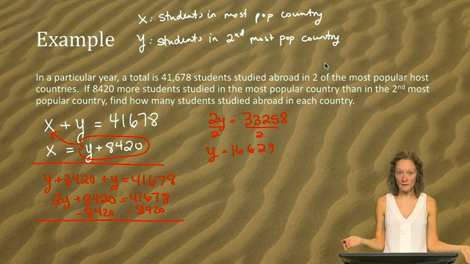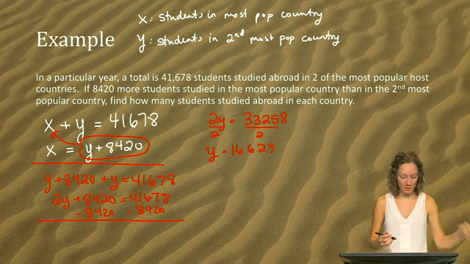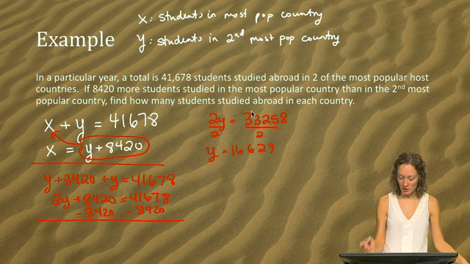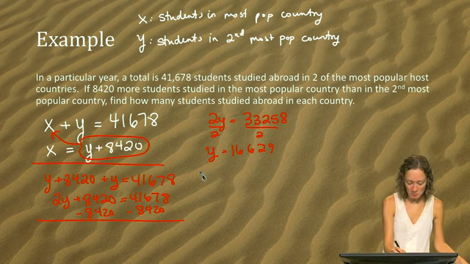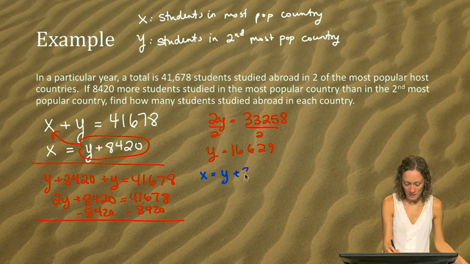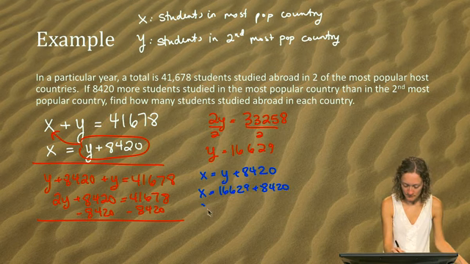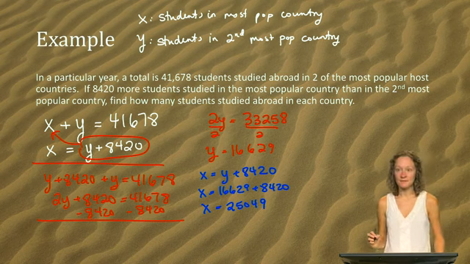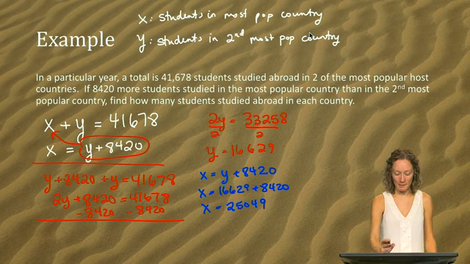We don't know what these countries are, and that's okay. The data is just about the most popular and second most popular. But we were asked to find how many students studied abroad in each country. So we go back and solve for X. You can use whichever equation you want to. I'll go with this one. When we solve this, all we have to do is add them together. We get 25,049. And we've already labeled that X means students in the most popular country.